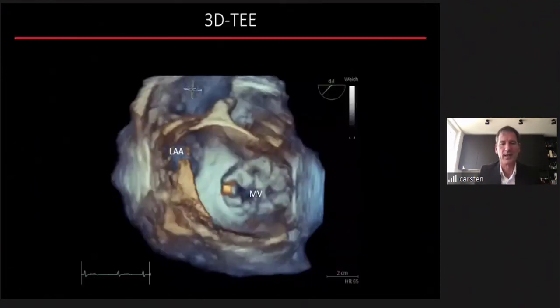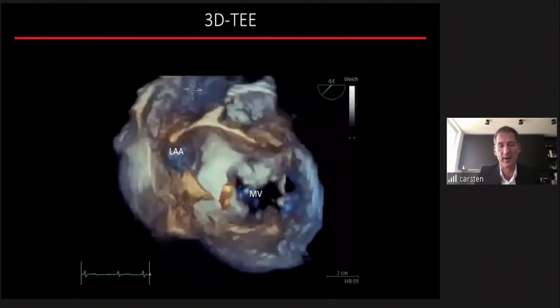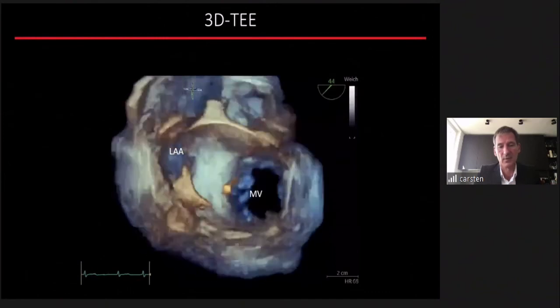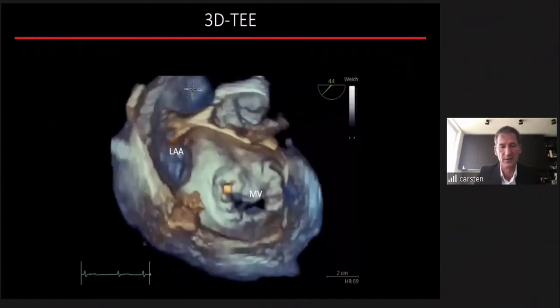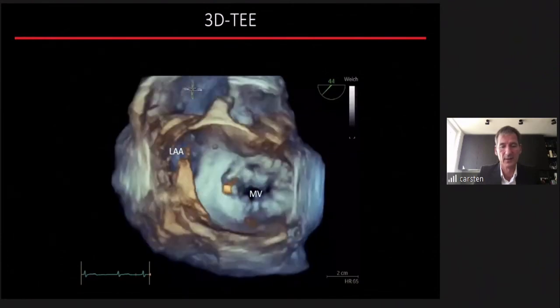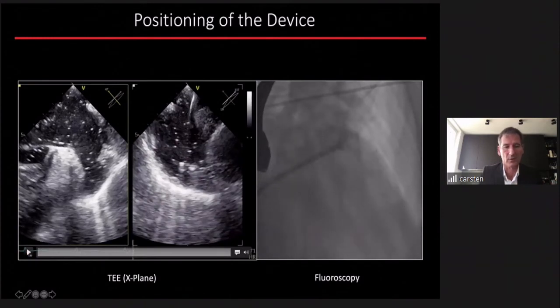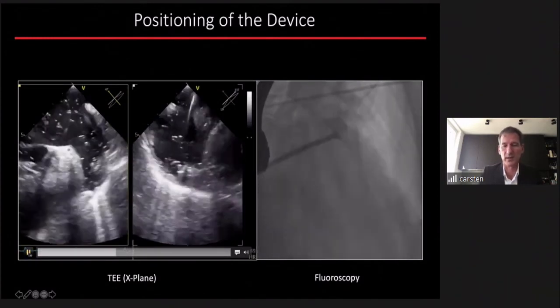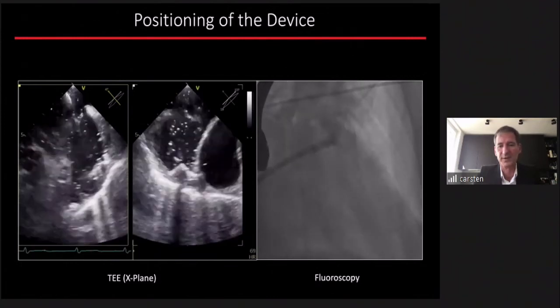Here, shown again, is how big the LAA ostium is. It's almost as big as the mitral valve orifice, as you can appreciate here in the 3D TEE. And here we give you 2 views all the time. So we use X-plane and fluoroscopy for the introduction of the device.